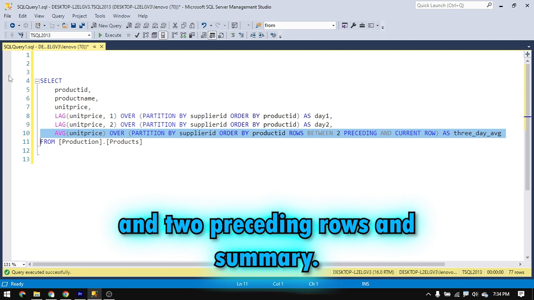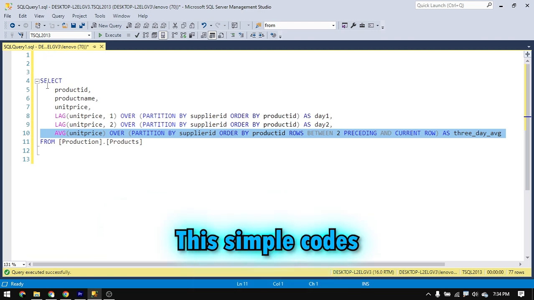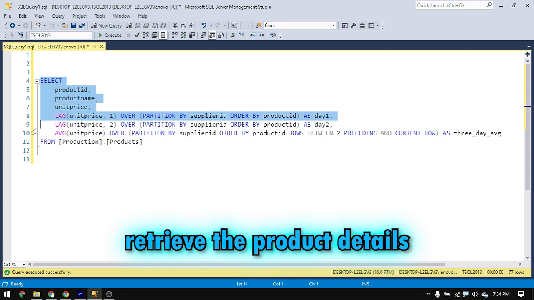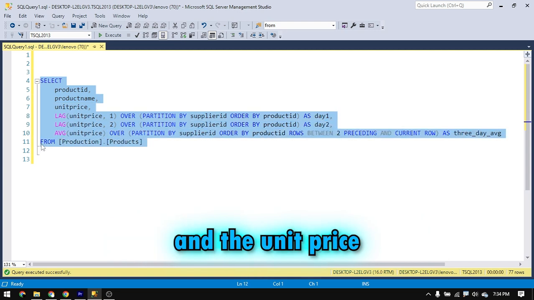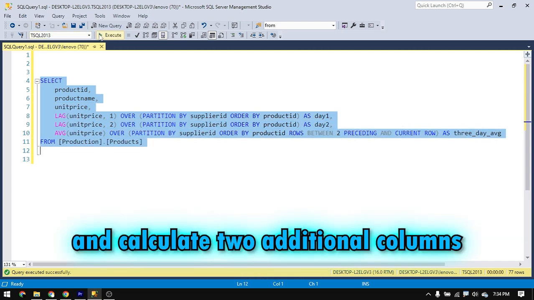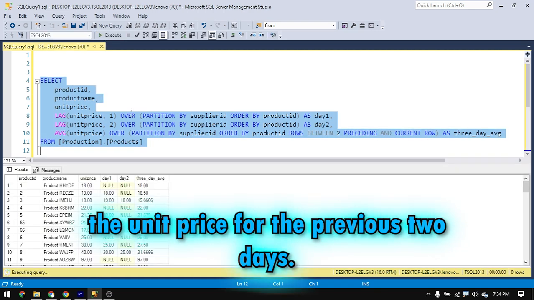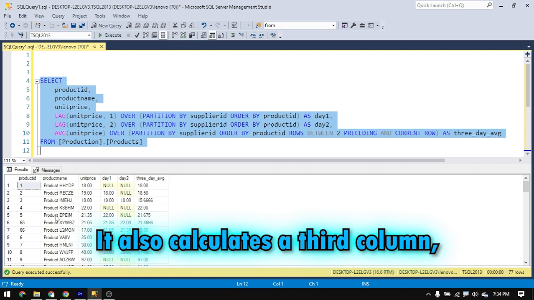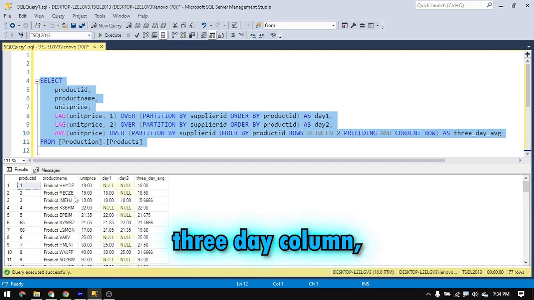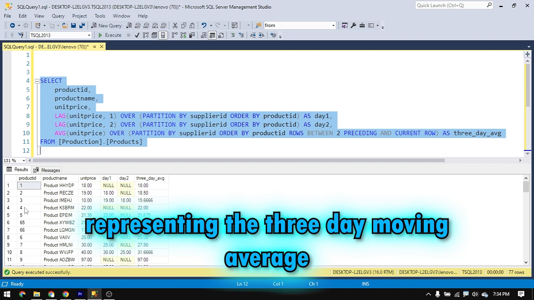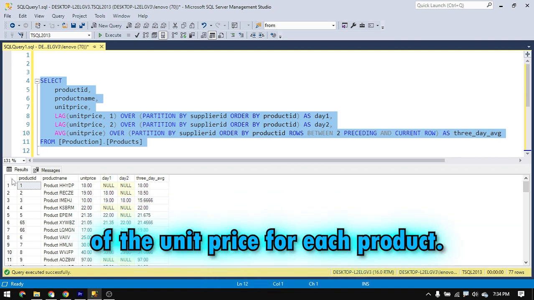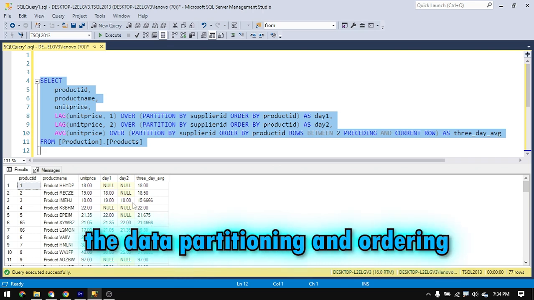In summary, this SQL code retrieves the product details and the unit price and calculates two additional columns, Day1 and Day2, representing the unit price for the previous 2 days. It also calculates a third column, 3DayAverage, representing the 3-day moving average of the unit price for each product, taking into account the data partitioning and ordering.